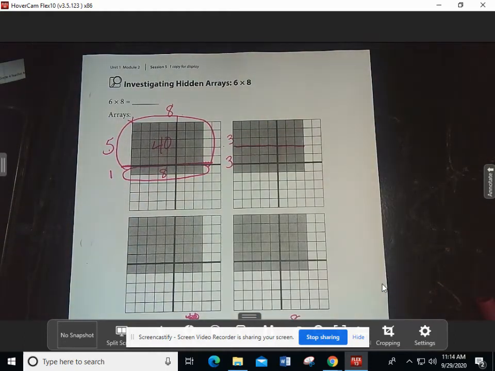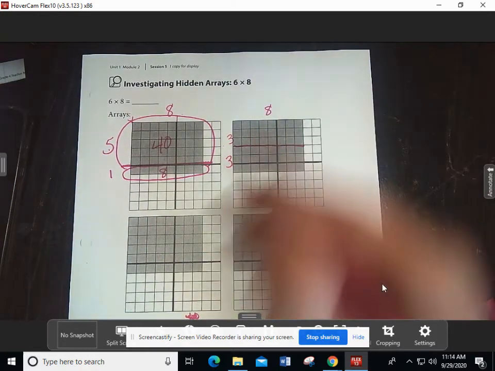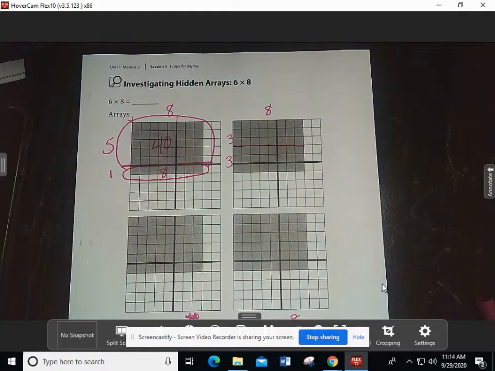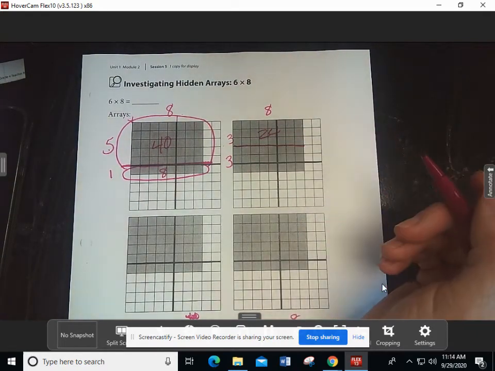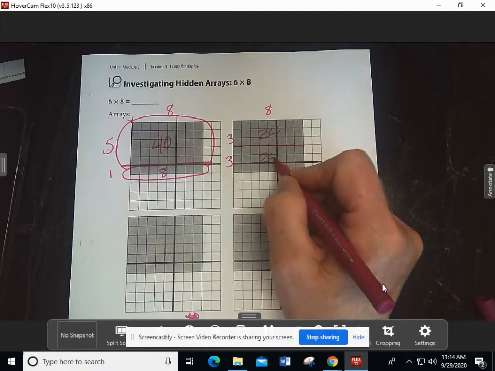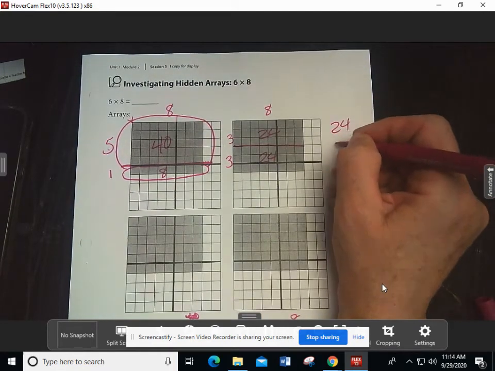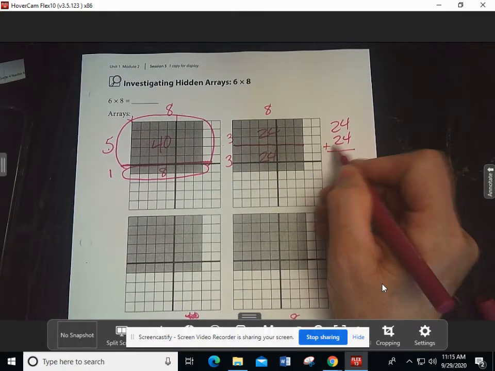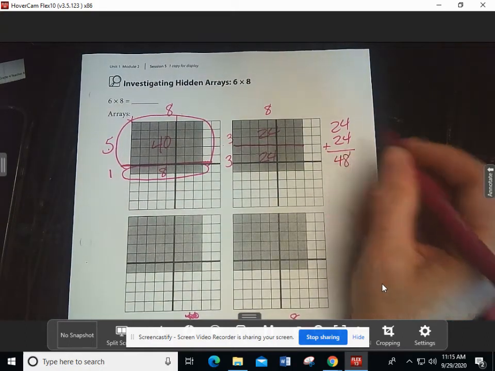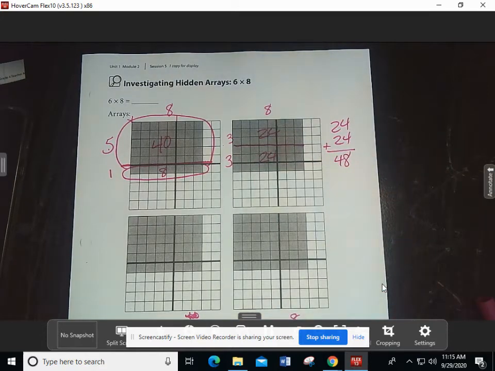What goes on the top, sir? 8. What is 3 times 8? 24. It is 24. What is 3 times 8 on the bottom then? 24. Yeah. 24 plus 24. 48. Okay. So there's another strategy. He divided the 6 in half to smaller and easier to work with numbers. What's another way we can divide this up?